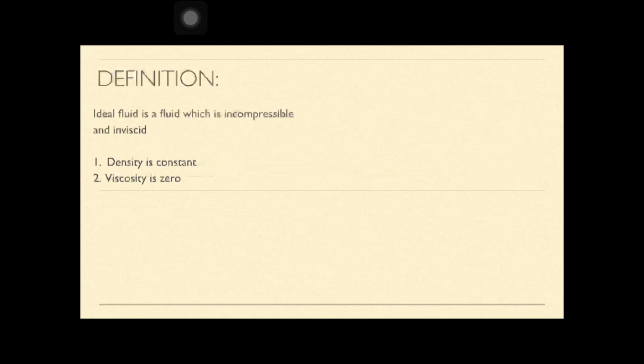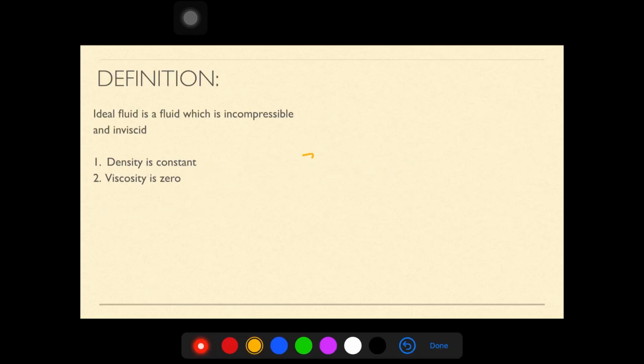Incompressible means the fluid has got its density unchanged. That means density is constant, and the second point is viscosity is 0. That means, you see here, an ideal fluid is incompressible and inviscid. Incompressible means density is constant, and viscosity, which we denote by mu, is also 0. So that kind of fluid is called the ideal fluid.